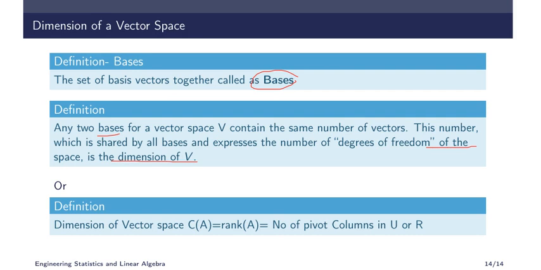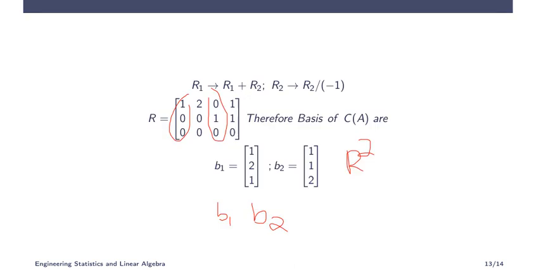So this is very difficult to understand. We can simplify it: the dimension of the vector space C of A is nothing but the rank of A. Rank of A is nothing but the number of pivot columns in U or R. So in the previous example, what is the number of pivot columns? This is a pivot column, this is a pivot column. So the number of pivot columns is 2, or the number of basis vectors is 2. So the dimension of C of A will be 2.